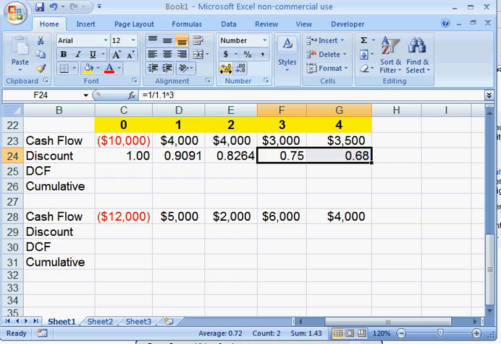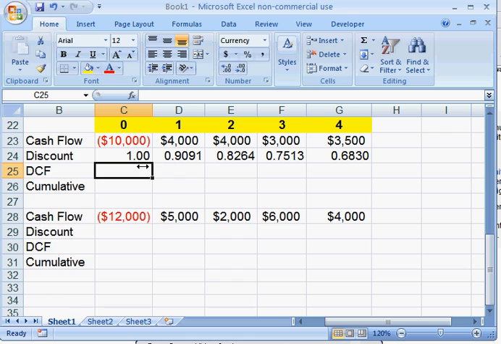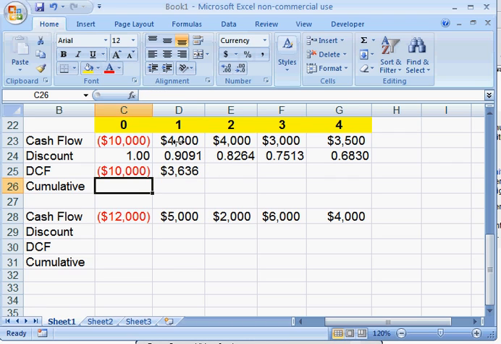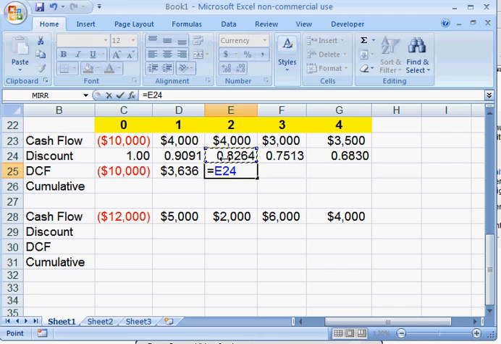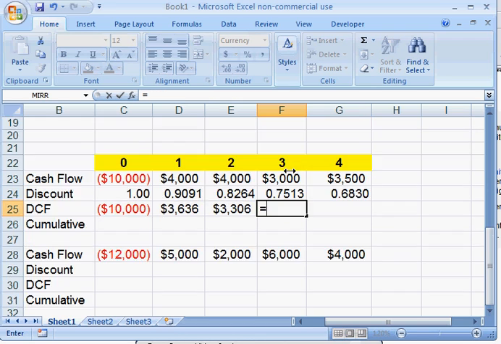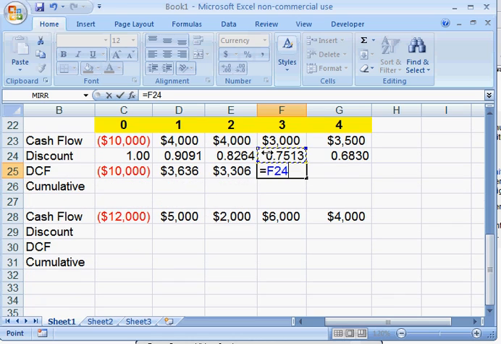So equals the 1 times the 10,000, and it's going to then equal just the 10,000, equals the 0.9091 times the 4,000, equals the 0.8264 times the 4,000, and this one's essentially worth about 75% times the 3,000, and the last one is about 68% of the 3,500.